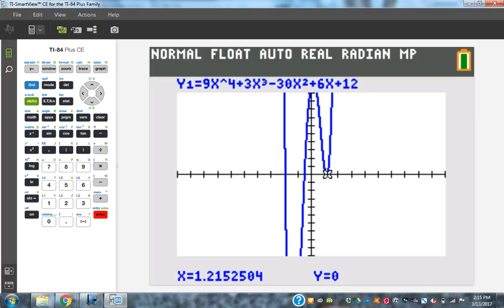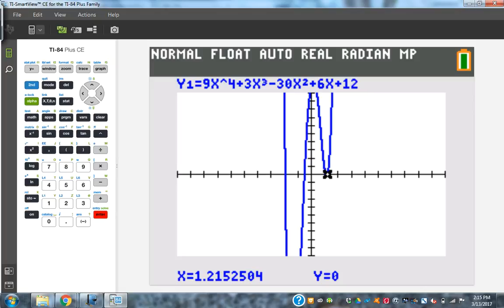So this one had 4 x-intercepts. It had a degree of 4. That doesn't always happen, it's not always the case. And it's not always the case that all 4 of your x-intercepts are in your P over Q list. That doesn't always go together. Okay?